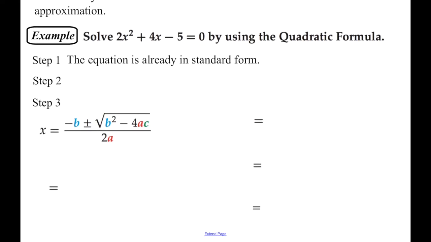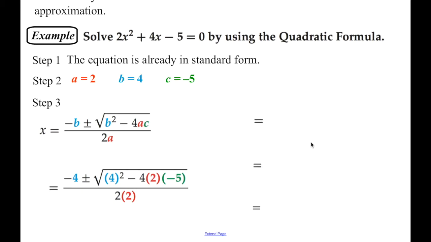So here's an example. It's already in standard form. So find what a, b, and c are. A is 2, b is 4, c is negative 5. Here we go. We're going to plug it into the equation, giving us this. And then go ahead and simplify. 16 plus, what is that? 8 times 5, 40. 16 plus 40, which is 56.